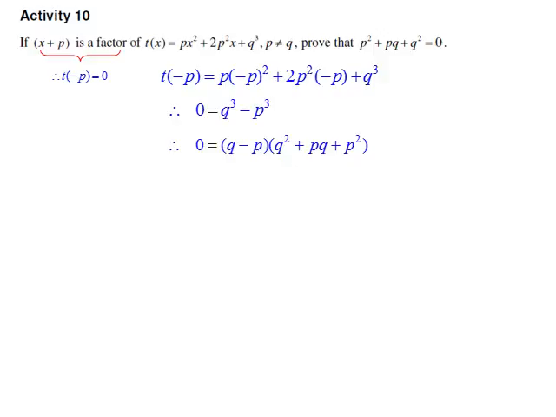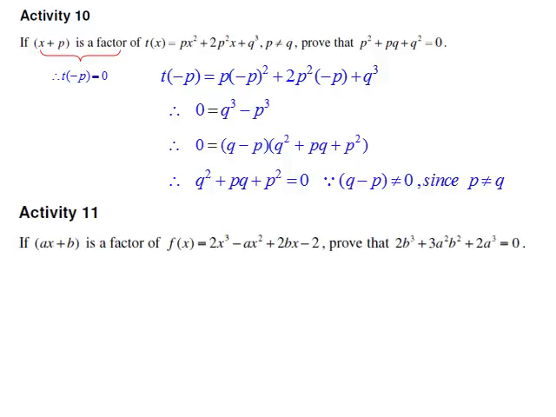Since we have the product of two things equal to 0, one of these two factors must be 0. But we were told that p is not equal to q, and therefore q minus p cannot equal 0. Hence, q squared plus pq plus p squared must be 0, as q minus p cannot be equal to 0.